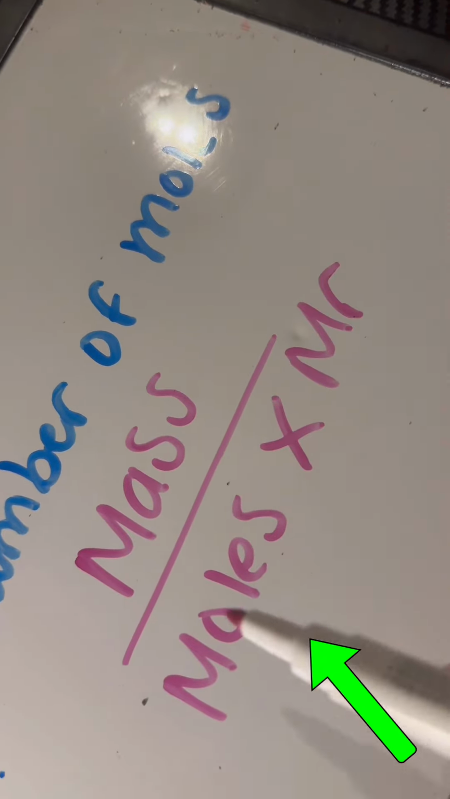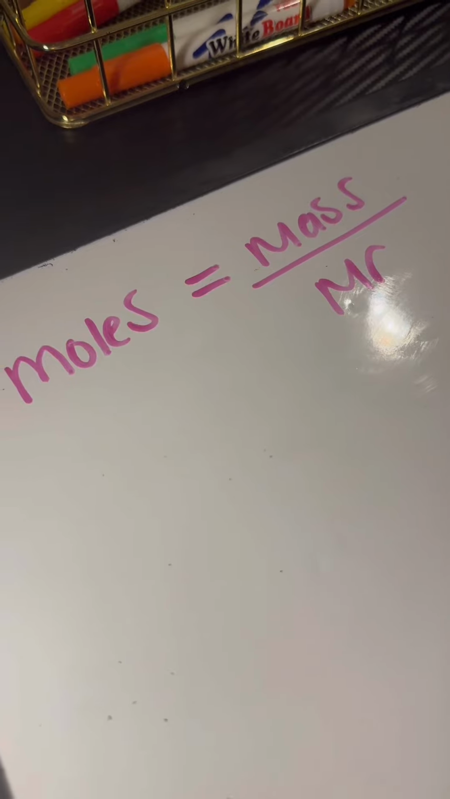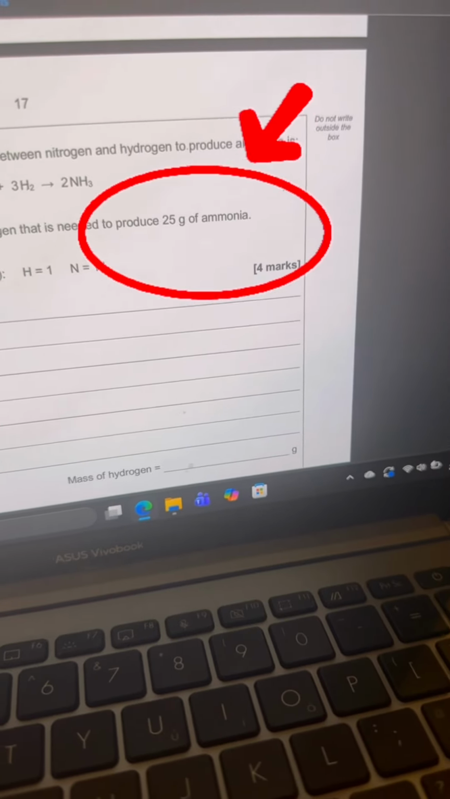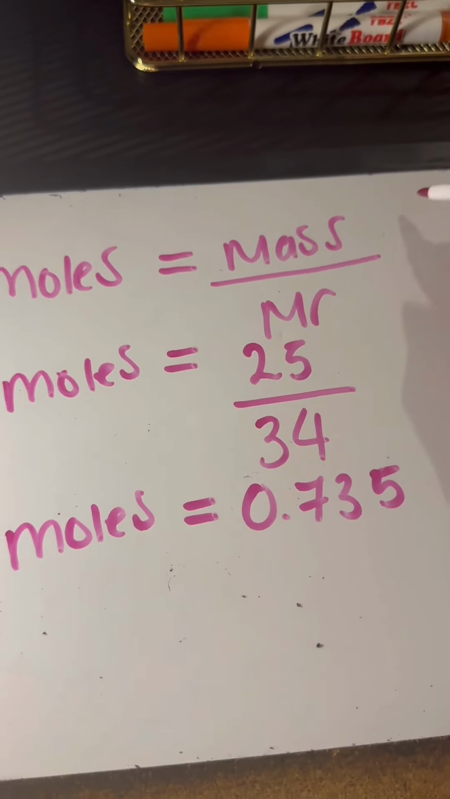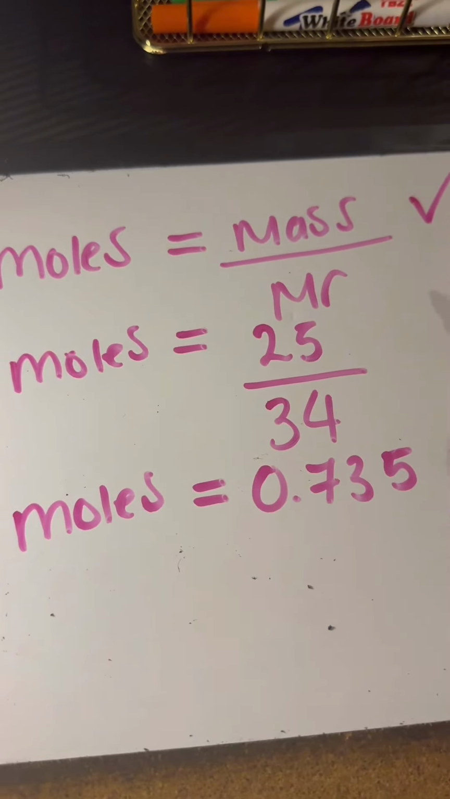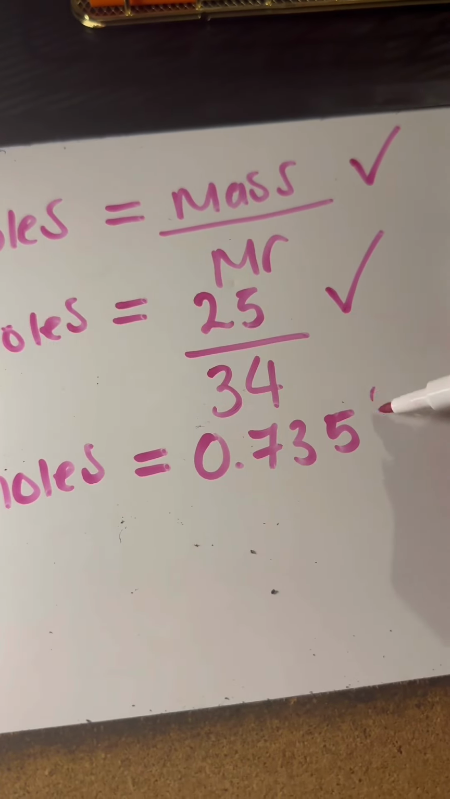So let's work out the number of moles. So the mass is going to be, of course, 25 grams, and then we divide it by the MR of ammonia, which is 34, and we get 0.735 moles. That is step 1 complete. You've probably got half the marks now. Are you ready for step 2?